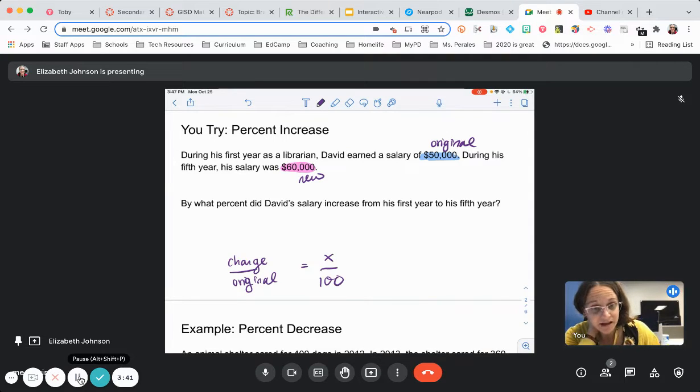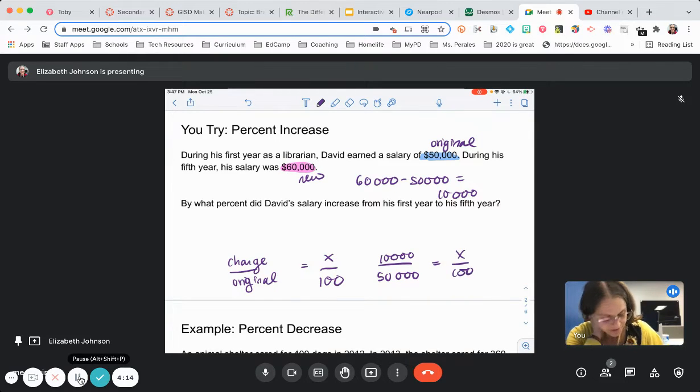So how much did his salary change? Well, we need to subtract. Oops. Let me write down the right numbers here. 60,000 minus 50,000 is going to be 10,000. So his salary has increased by $10,000. That's going to be our numerator. 10,000 over which number? Which one do y'all think goes in the bottom? Yes, 50,000, because our original should be in the denominator. Good. Okay, now we're going to write X over 100.